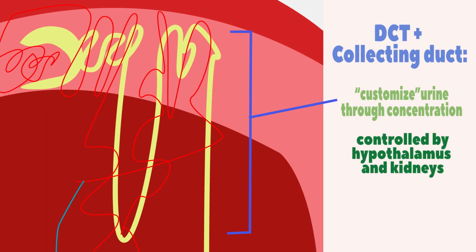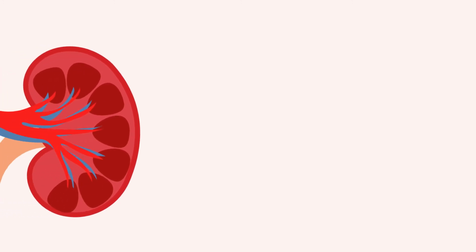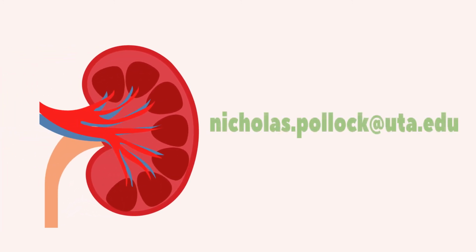Overall, you can think of the distal tubule and collecting duct of a nephron as the final customizer of urine. Your urine here can be made as concentrated or dilute as instructed by the hypothalamus and the kidneys. In this video tutorial, we walk through what occurs in the nephrons of a kidney, the basic functional units of the kidneys.